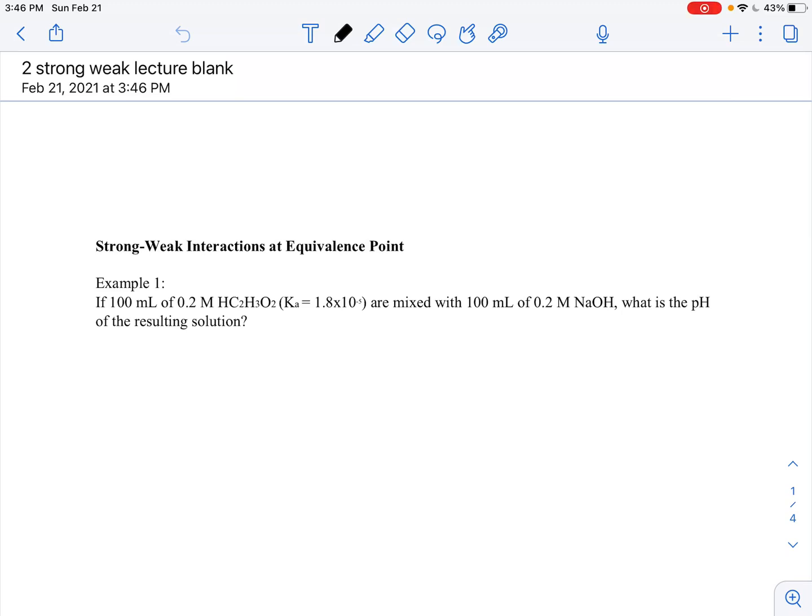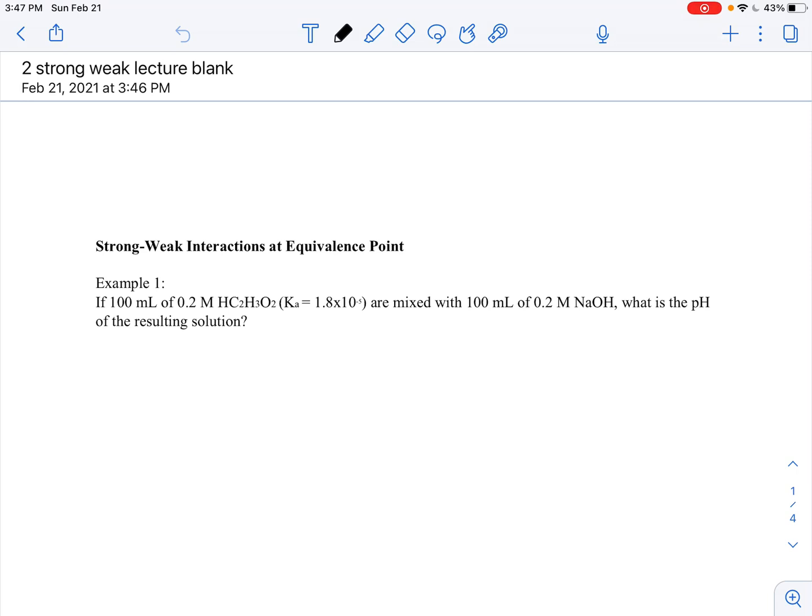Hi guys, welcome back. So what we've got here is part two. In part two, what we're going to be doing is looking at the interactions between strong and weak. Now, for reasons that we're going to get into much later in this unit, there are a variety of different places that you can mix a strong and a weak together.